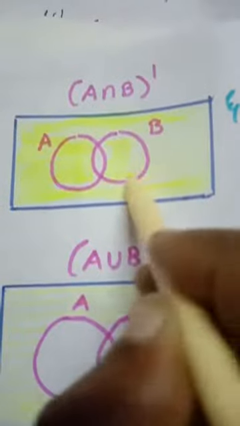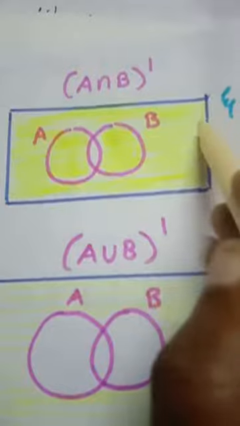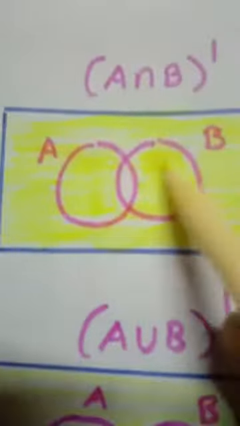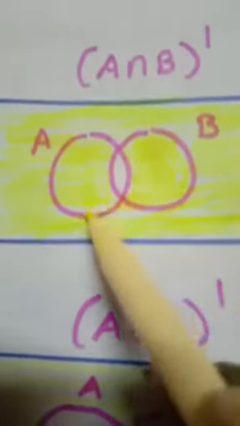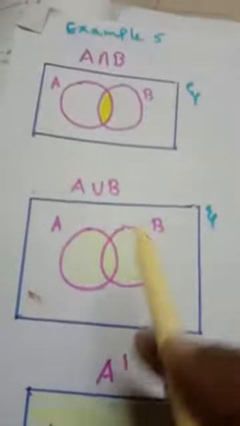Up to this much portion. Don't mark this intersection portion. A intersection B complement means not in A intersection B. All other parts are included. Okay. Refer to your textbook also.